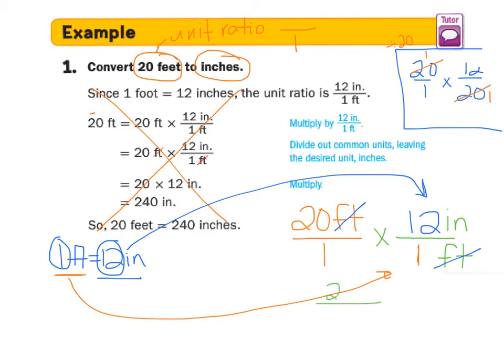It's going to be 20 times 12 over 1 times 1. So if we take 20 times 12, we get 240 over 1, which then simplifies to 240. And the only label that was left in my fractions was inches. So 20 feet is equal to 240 inches.